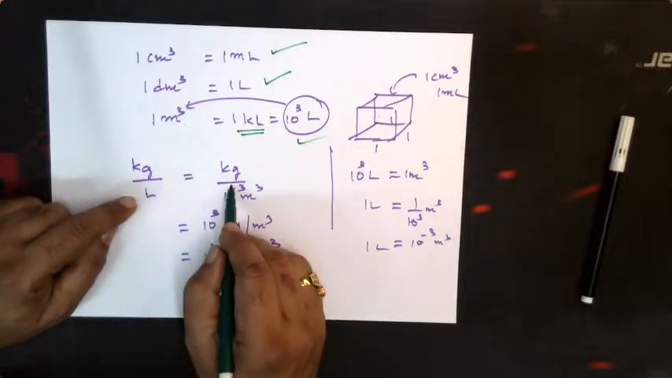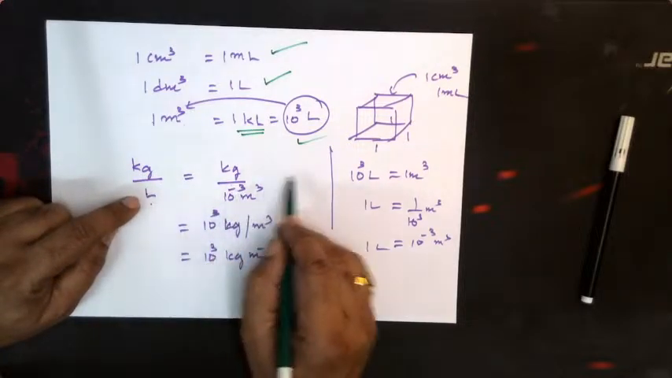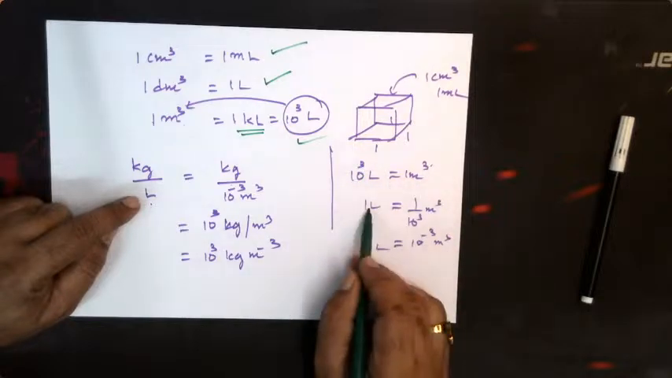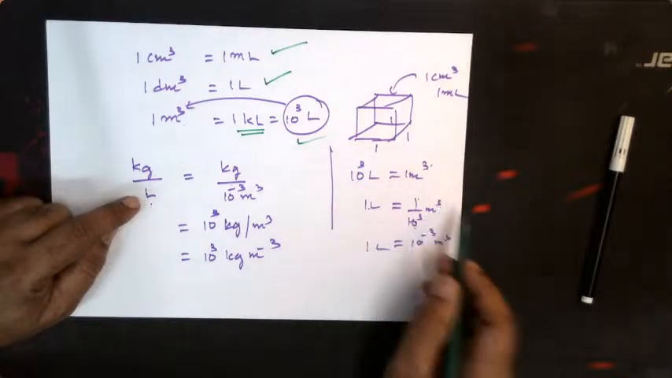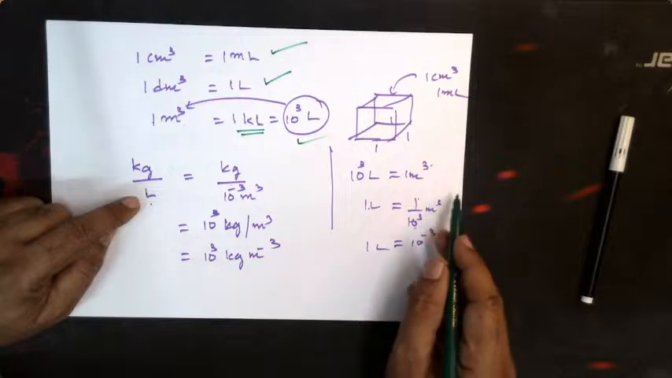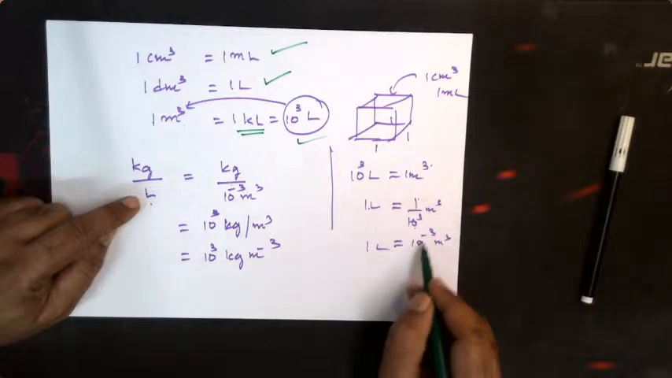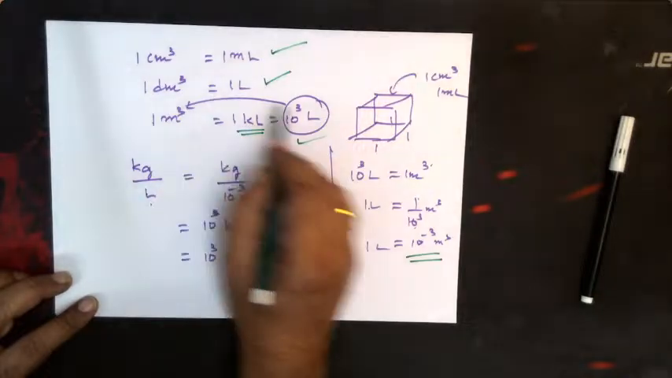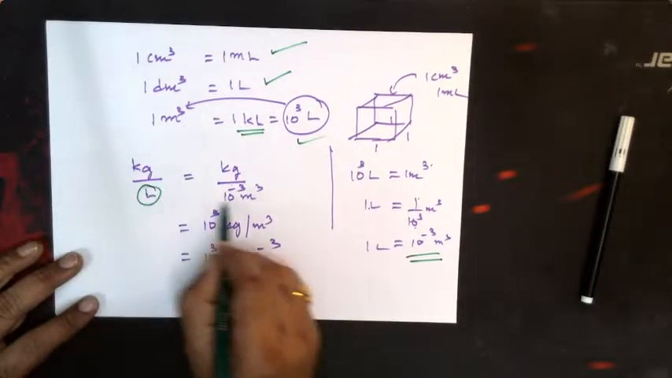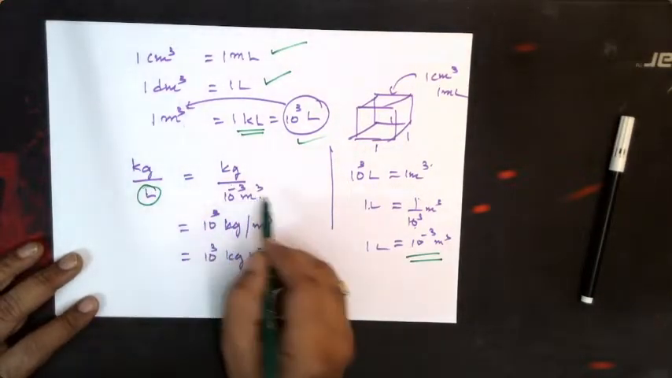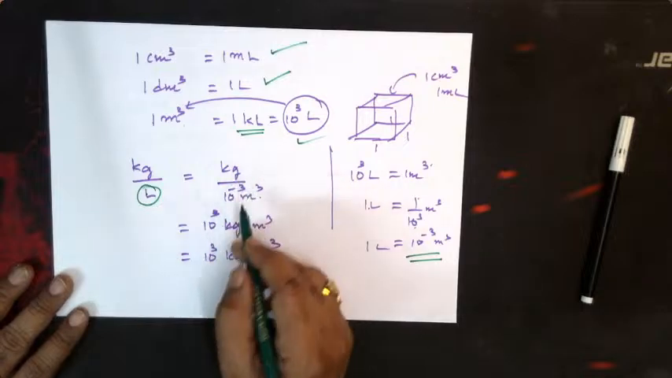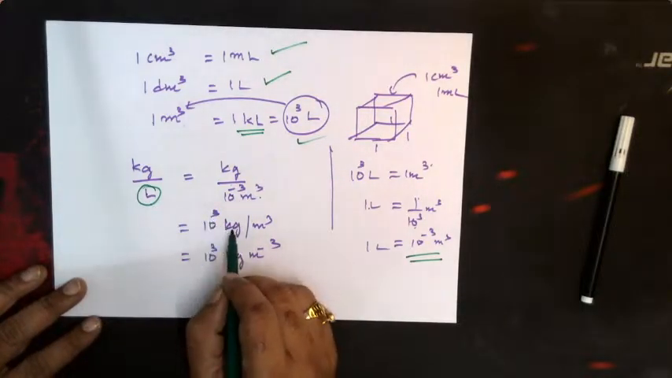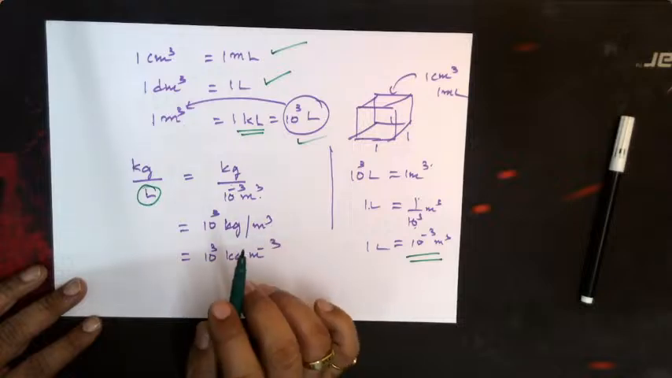Put kg. Instead of liter, you can put 10 power minus 3 cubic meter, because 10 cube liter is equal to 1 cubic meter. Therefore, 1 liter is equal to 10 power minus 3 cubic meter. Done. So when it goes up to the numerator, it becomes 10 power 3. So 10 cube kg per cubic meter. Are you able to follow?